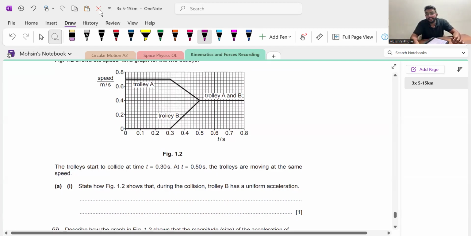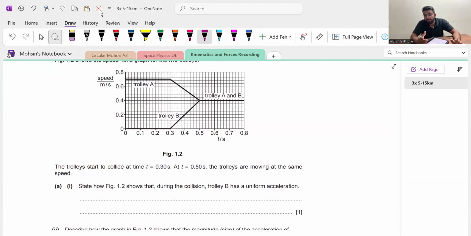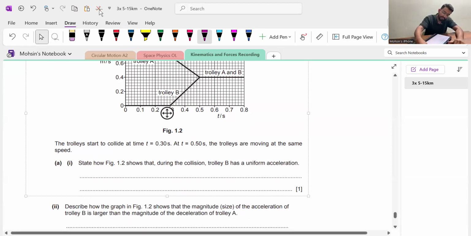It's a speed-time graph. The gradient gives us acceleration. During the collision, we can see that when the speed is decreasing, it's a straight line. A straight line shows that the gradient is constant. If the gradient is constant, it means acceleration is also constant. So that's what they are asking: state how figure 1.2 shows that.